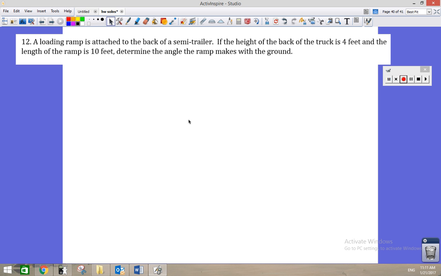A loading ramp is attached to the back of a semi-trailer. If the height of the back of the truck is 4 feet and the length of the ramp is 10 feet, determine the angle the ramp makes with the ground.